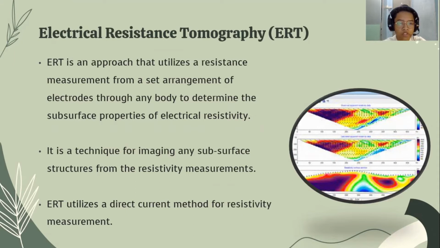It is an approach that utilizes resistance measurements from a set arrangement of electrodes through any body to determine the subsurface properties of electrical resistivity. It is a technique for imaging any subsurface structure from the resistivity measurement. Electrical resistance tomography utilizes a direct current method for resistivity measurement.